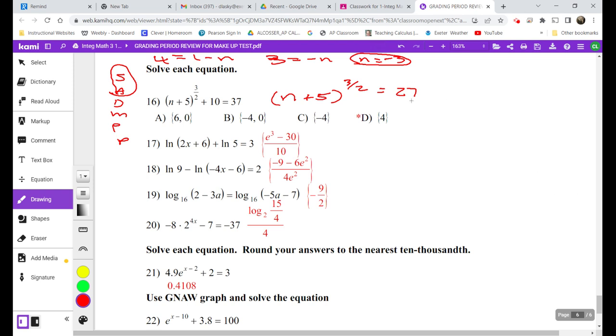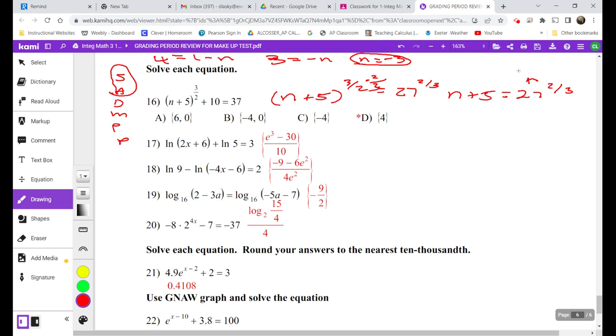So he's crazy. N plus 5. And then we're going to work the inverse, 2/3. So then this is going to be 2/3. So I'm going to get n plus 5 equals 27 to the 2/3. And then that ends up giving me the cube root of 27, which is 3. And I square that. You can put that in your calculator. But don't forget, it turns into this.